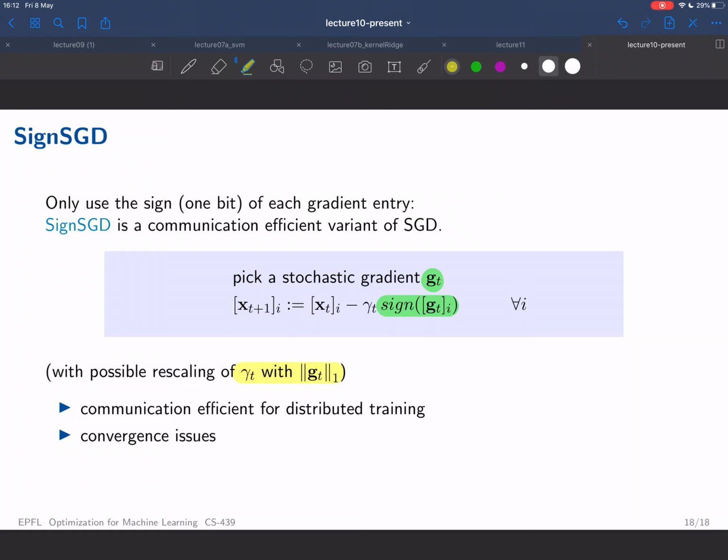So here it's cheaper. Here you would just send a vector of +/-1s, and maybe the norm if you want to scale up the gamma step size. So you need to send 32 times less data, just a bit instead of a float. That can be nice if you have distributed learning. And this argument is also related to the idea that the magnitude of G doesn't matter much. What really matters is the sign.